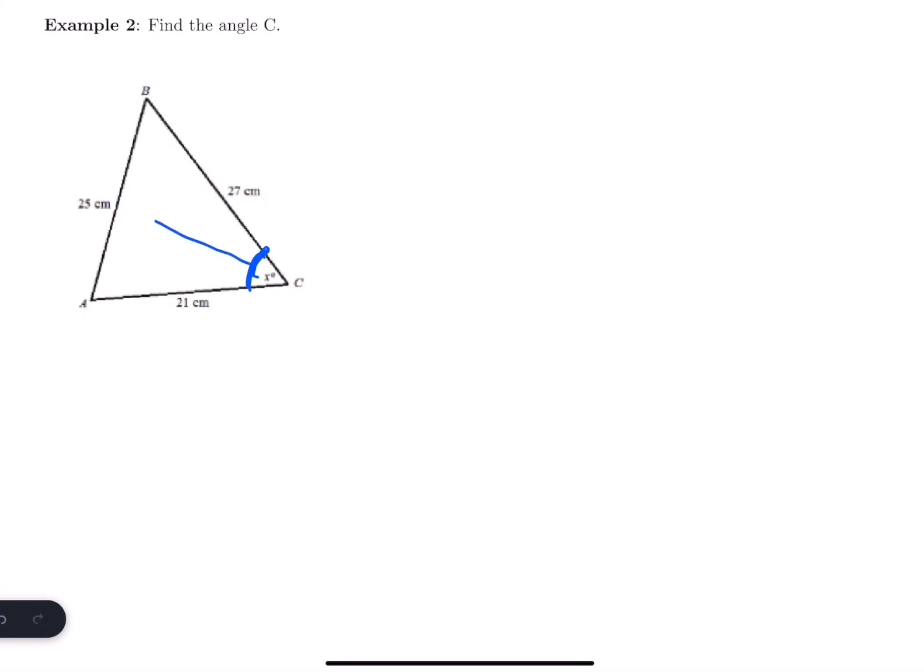So that means we have to look at the facing length, 25 centimeters. So 25 centimeters squared equals 27 centimeters squared plus 21 squared, minus. Be careful, it's always subtracting. 2 times 27 times 21, the two other lengths, this one without squaring. Multiply by cosine of x degrees. So this is what we want to find, right? This is the angle we want to find.